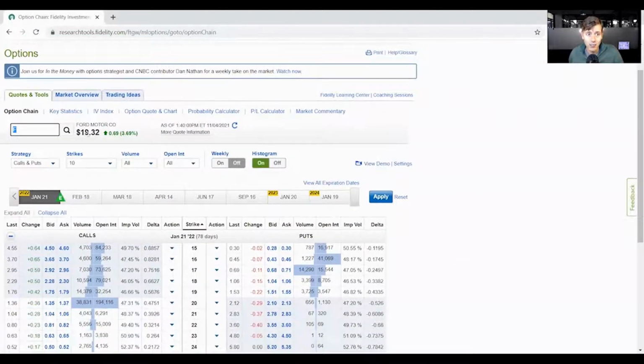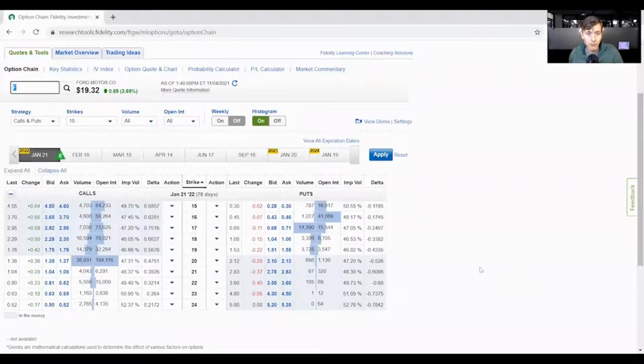Currently, it's $19.32, and also today is November 4th. So the first trade that I'm looking at in this hypothetical example is I'm looking to get long Ford. And so to do that, if I wanted to buy one of the Jan 20 calls in Ford, it would cost me $1.37. So let's think about that. You're going to buy one contract of Ford, one of these call contracts, $1.37. Remember, one contract represents 100 shares.